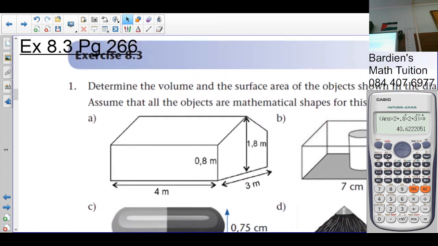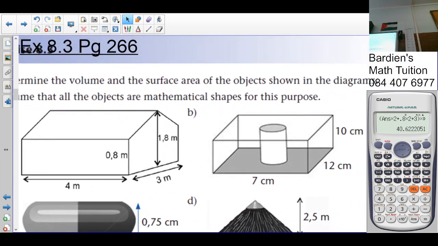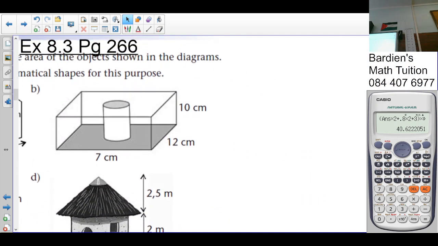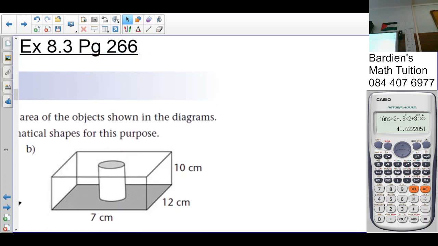Okay. Let's look at B. So what we have here looks like a cylindrical shape is cut out of this block. It looks like it, no? Am I right? So it's a wooden block, and a cylindrical shape is bored through it, cut through it.